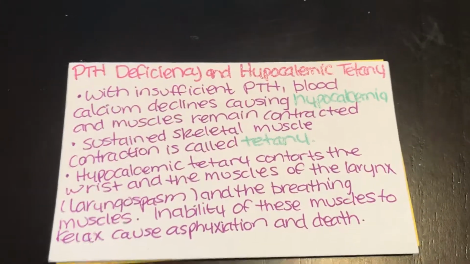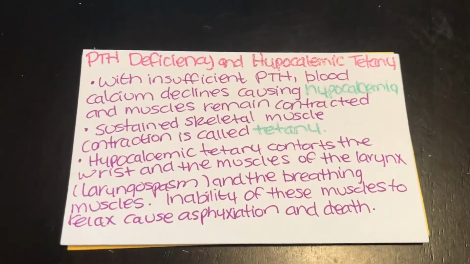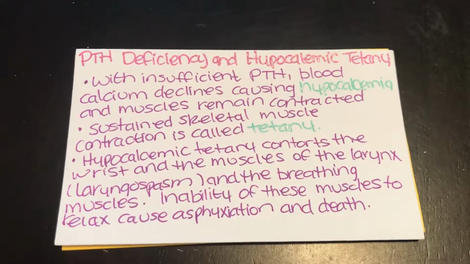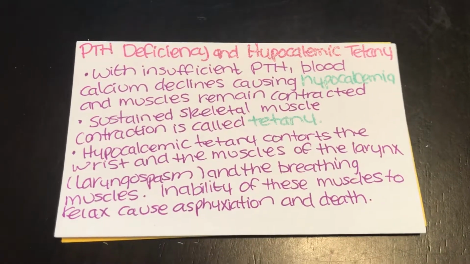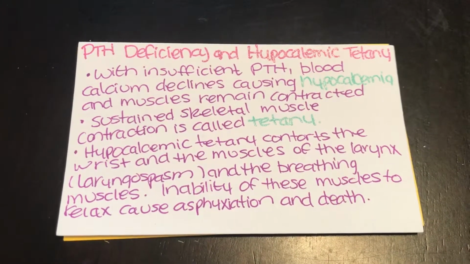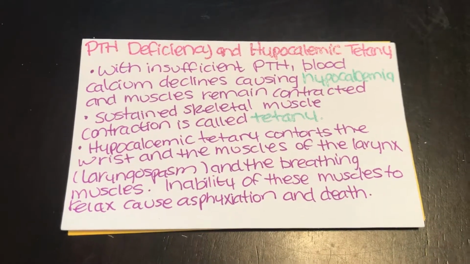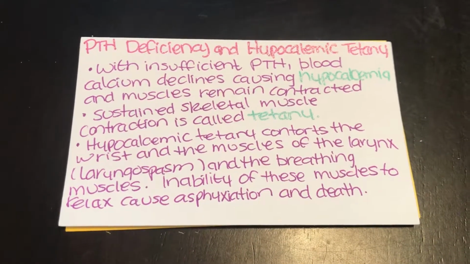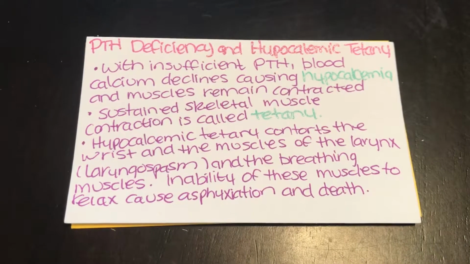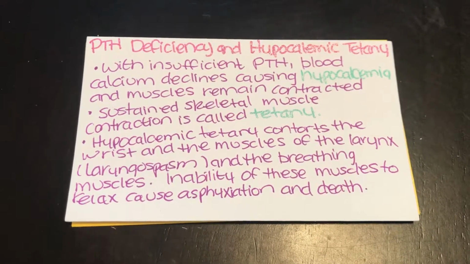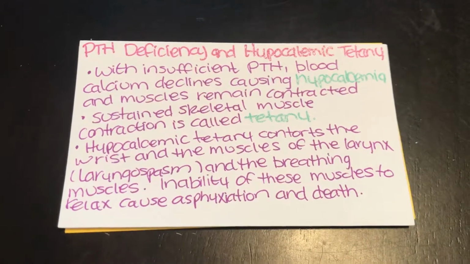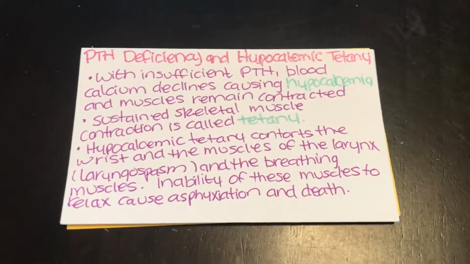So PTH deficiency. With insufficient PTH, blood calcium declines, causing hypocalcemia, and muscles remain contracted. Sustained skeletal muscle contraction is called tetany. So hypocalcemic tetany contorts the wrist and the muscles of the larynx, called a laryngospasm, and the breathing muscles. Inability of these muscles to relax causes asphyxiation and death.